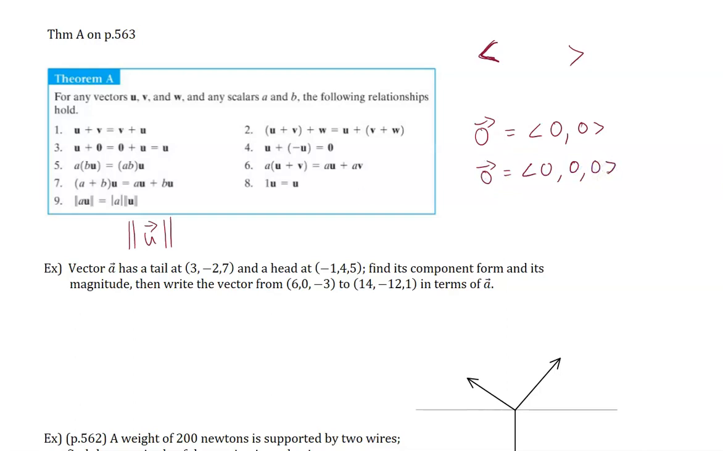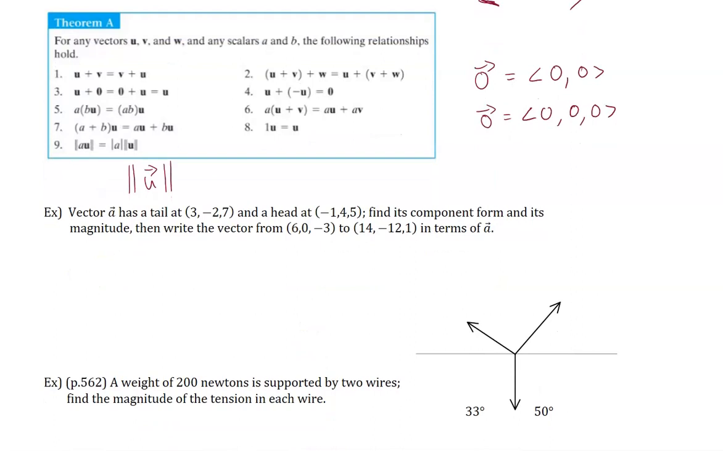All right, so we're going to go through an example here using an algebraic representation. So vector A has a tail at 3, -2, 7, and a head at -1, 4, 5. So those are ordered pairs, or ordered triples, sorry. First, we want to find the component form. Then we're going to find the magnitude, and then write another vector represented here in terms of vector A.